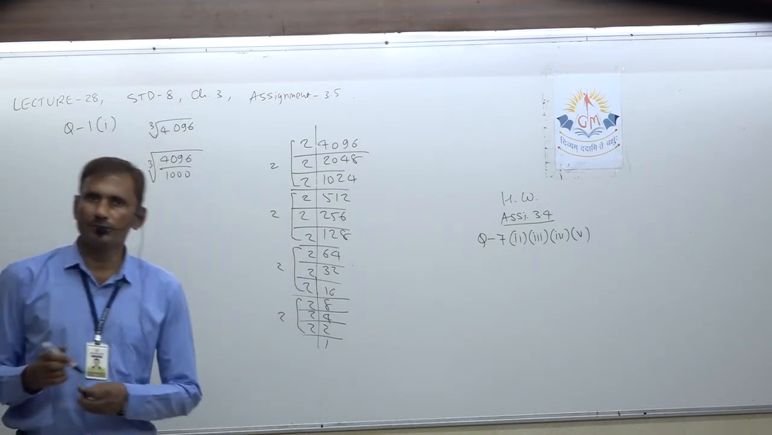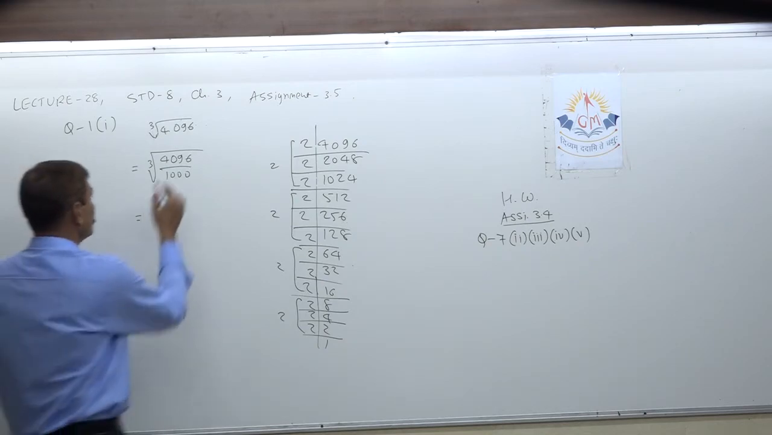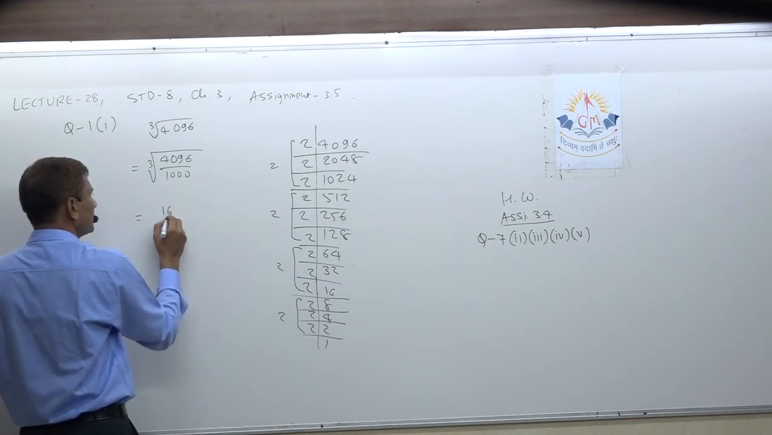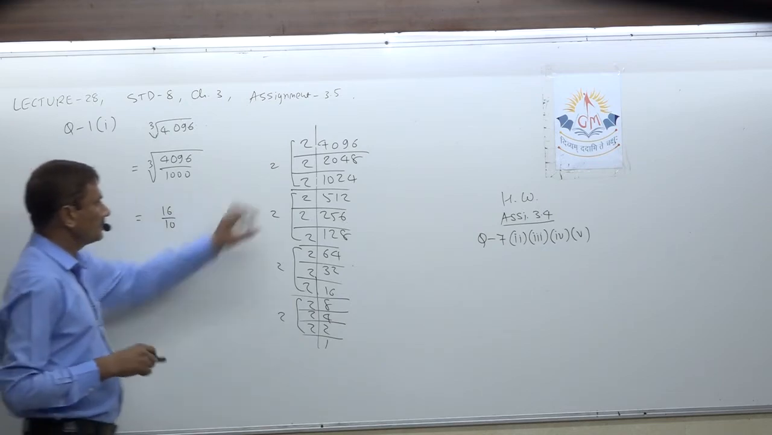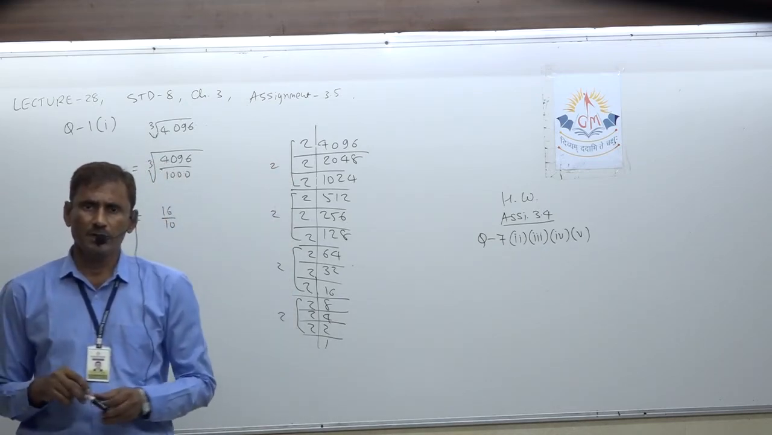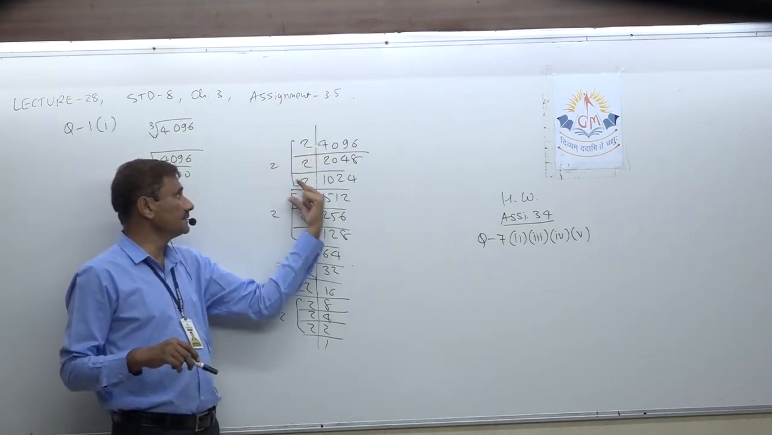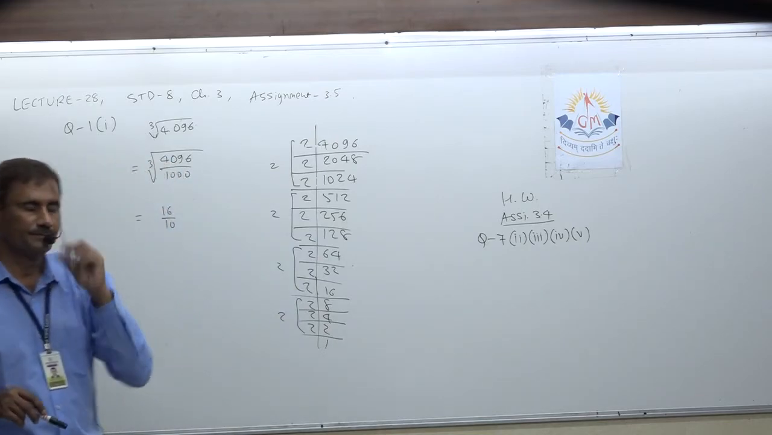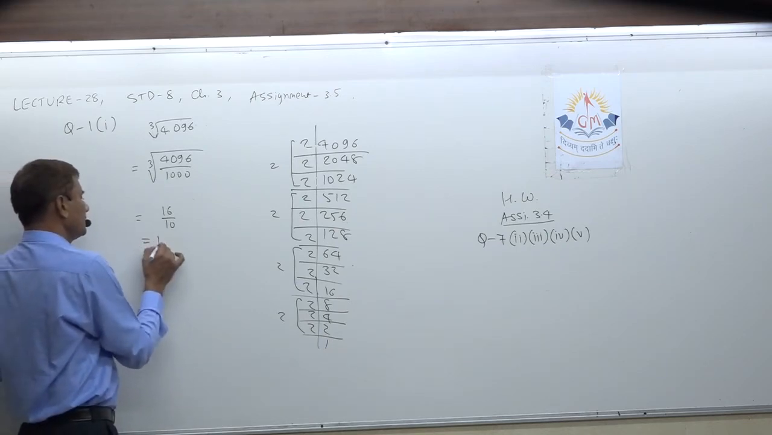So its cube root will be 2 times 2 times 2 times 2, which is 16. So the cube root of 4096 is 16, and I write 16 here and 10 here. Understood? Instead of a pair, just write it once, so it becomes a cube root. In square roots we take groups of 2 digits, but here the group should be of 3 numbers. So 16 by 10 is 1.6. That is our final answer.